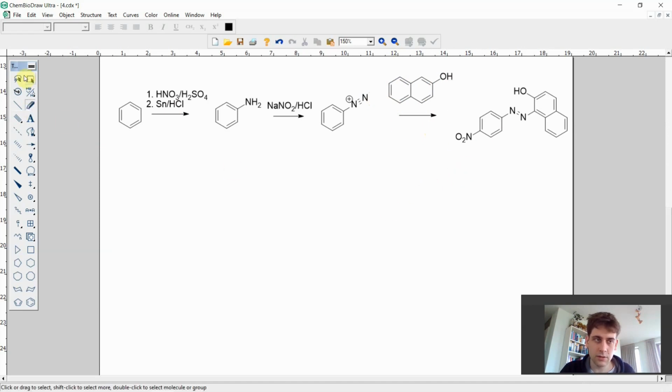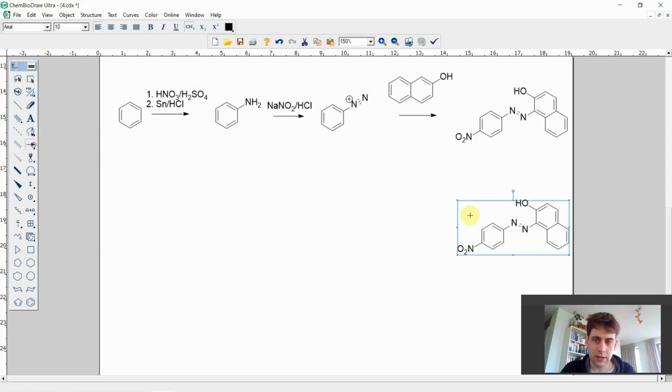I will just copy our target molecule so that we can use that later on and do not need to draw the whole structure again. Let's move that down, and in the end we end up with this molecule here overall. And then the last step, again we are using this nitration agent, so HNO3 plus H2SO4.